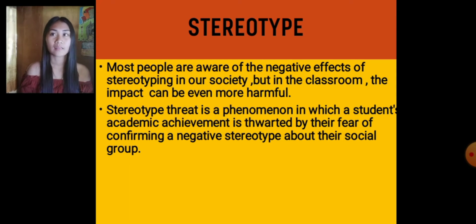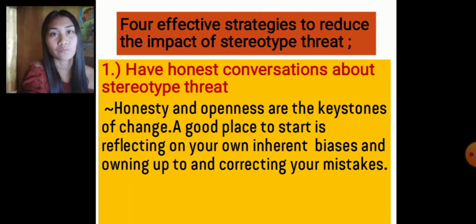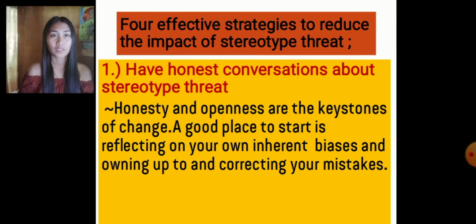The good news is that teachers can address the implicit biases that pervade their classrooms, ensuring everyone is treated with respect, dignity, and care. Here are four effective strategies you can use to reduce the impact of stereotype threat and create a fair and inclusive learning environment for all students. The first is to have honest conversations about stereotype threat.